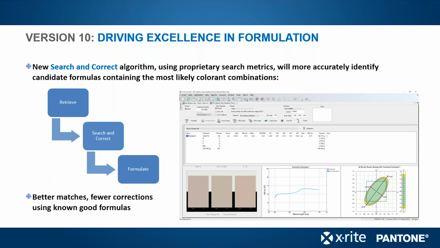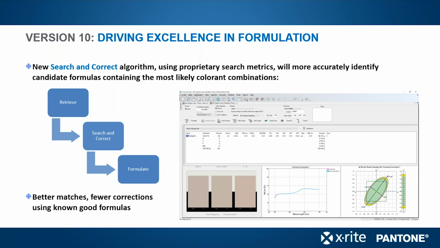We start there, but then we have additional search metrics that are based on the spectral shape of the color of the formulas in your database, as well as your target. And we're utilizing these new shape metrics to identify likely formulas, again, formulas that likely contain the same components. So in addition to looking for a good color match, we're looking for formulas that likely have the same components. And then in addition to that, we look at the correctability of those formulas. So we create a color box, find close candidate formulas, organize those formulas by our shape metric, and then test their correctability.